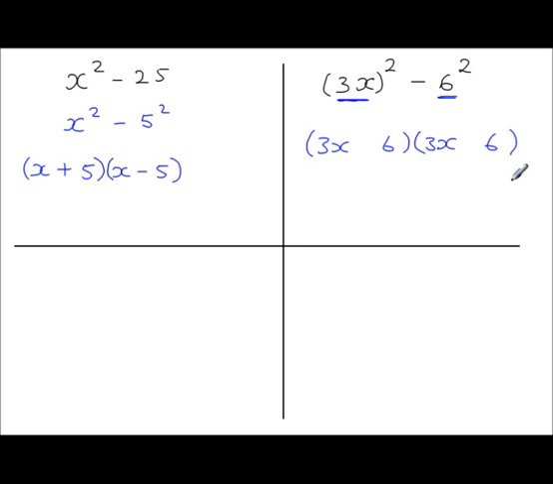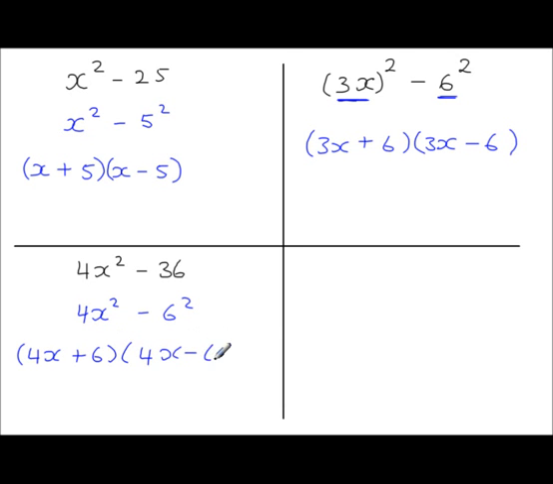Then the signs have to be opposite, plus, minus. In this expression here, if we were to do this, thinking that this is the difference of 2 squares, and then factorizing like this is wrong.